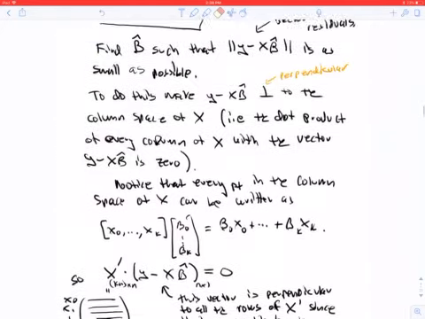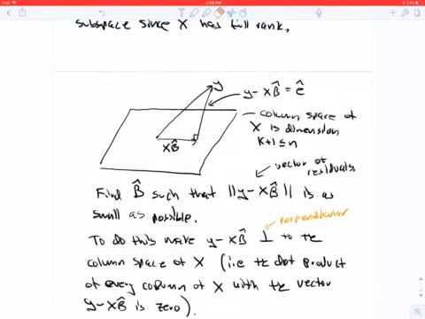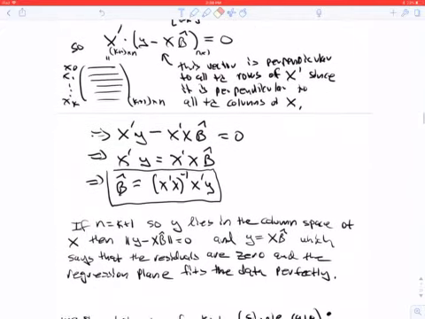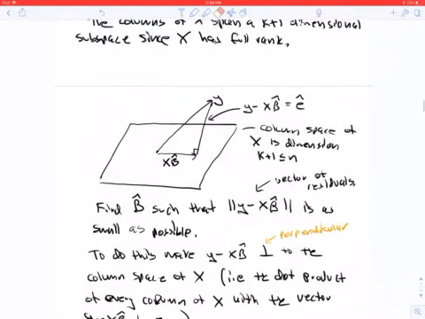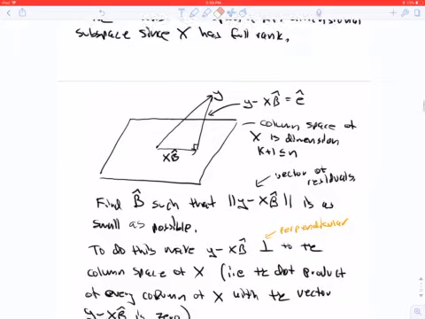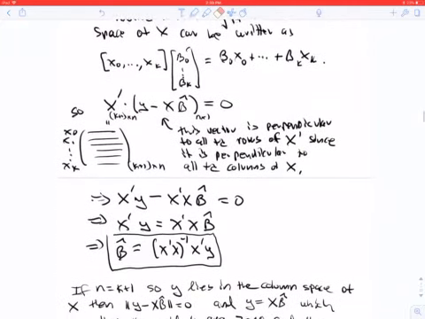I should also mention what happens if y actually lives in the column space. In that case, the Euclidean norm of the distance here is 0, so y is x beta hat, which is just to say that we have a perfect fit of our regression line to our data. There are no residuals.